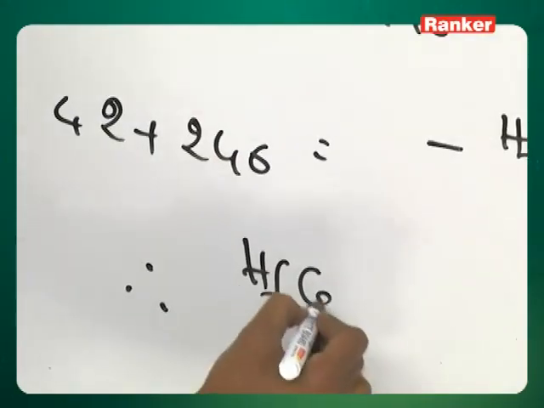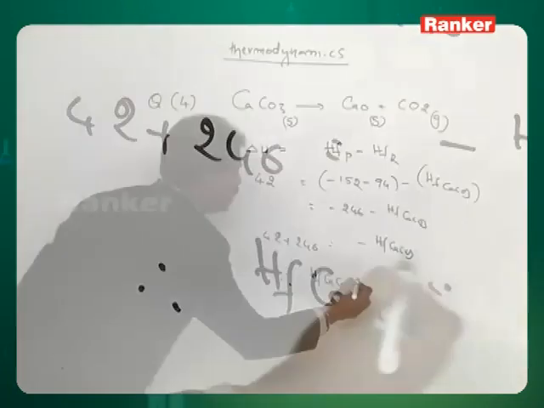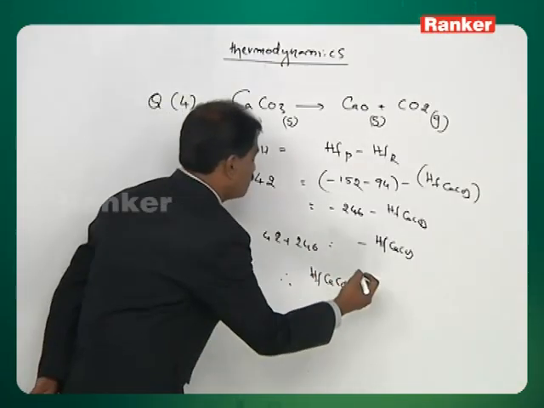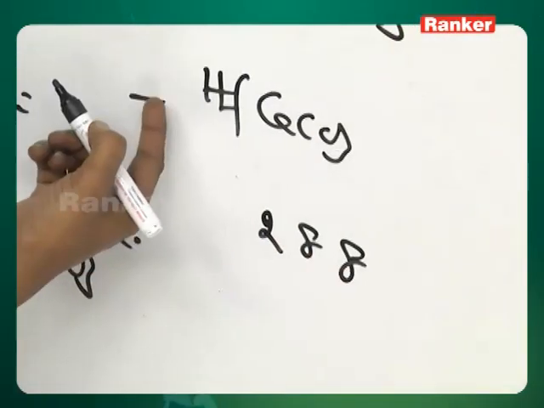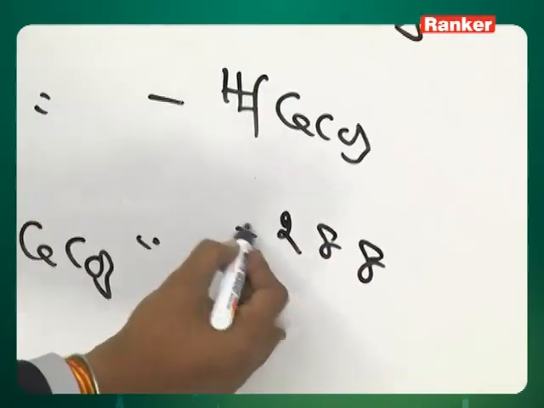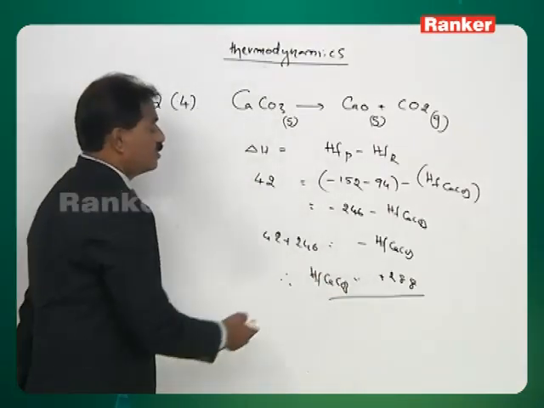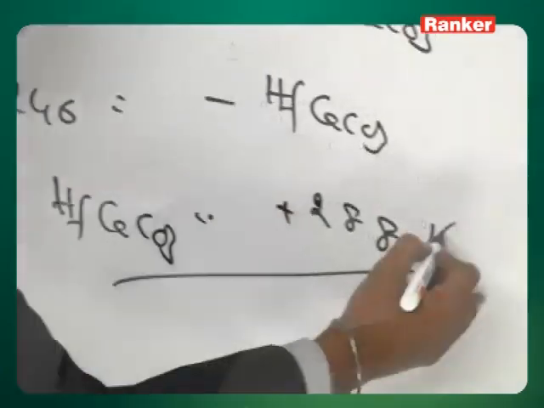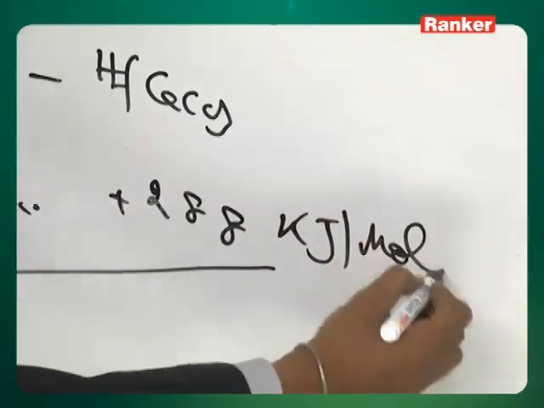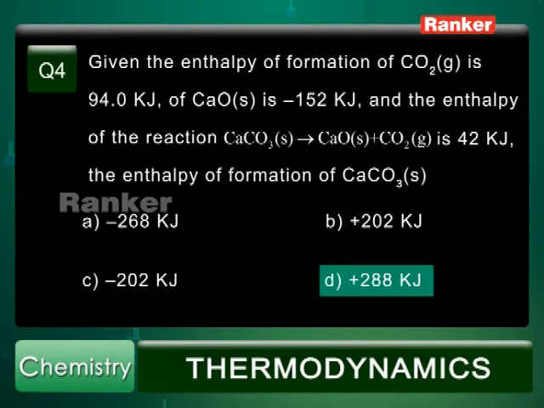Therefore, the enthalpy of formation of CaCO3 is 288. You bring the minus sign to this side, so it becomes plus. So the enthalpy of formation of the CaCO3 is plus 288 kilojoules per mole. Therefore, the answer is D.